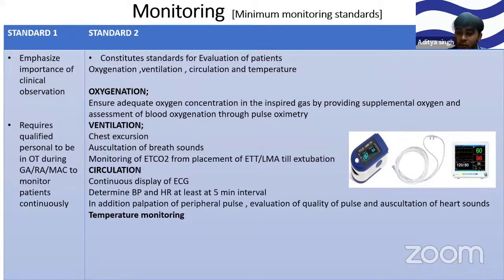We can also monitor the temperature if GA is given, so we can monitor the temperature also. So Aditya, intraoperative and postoperative, what are the concerns in a geriatric patient?